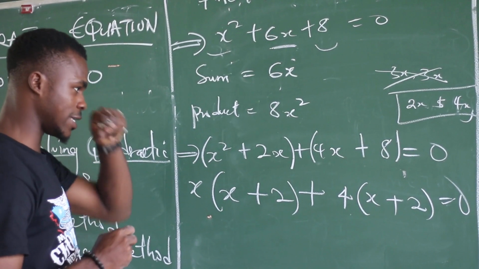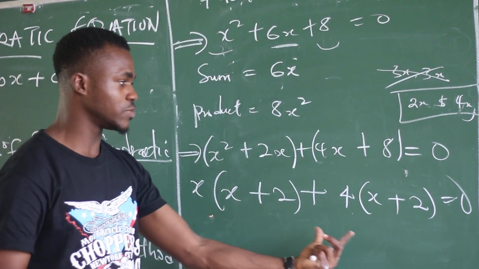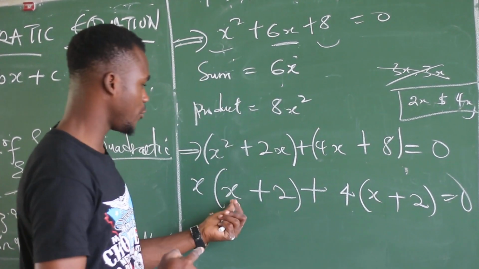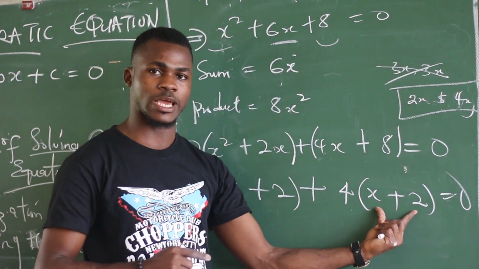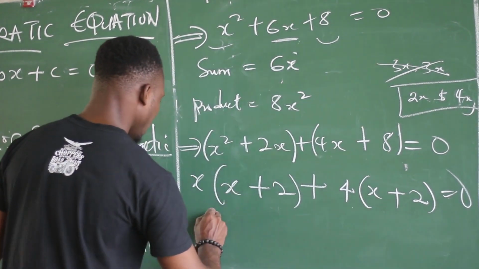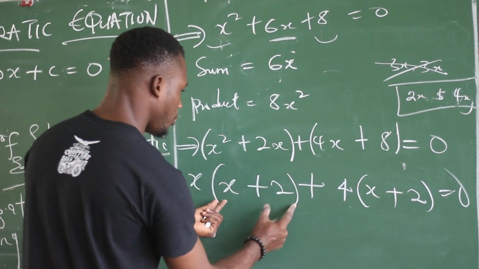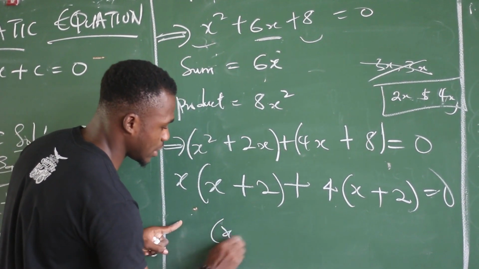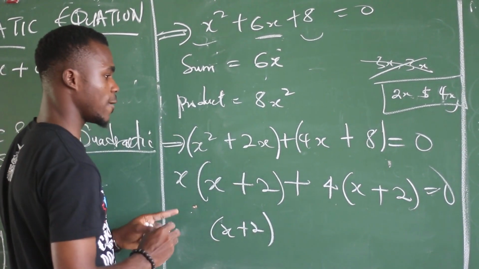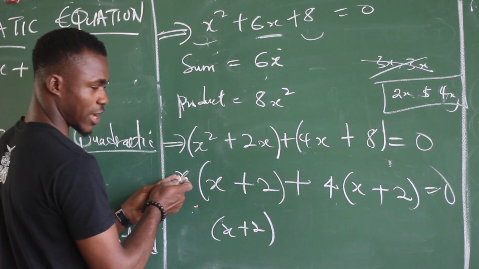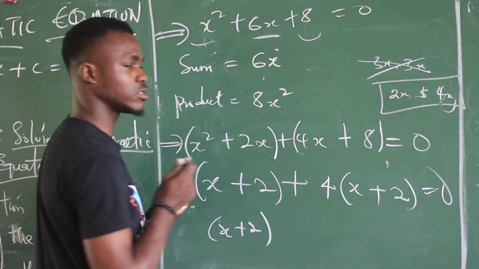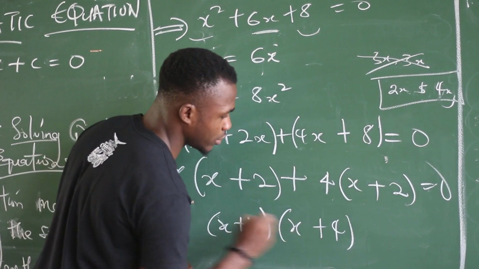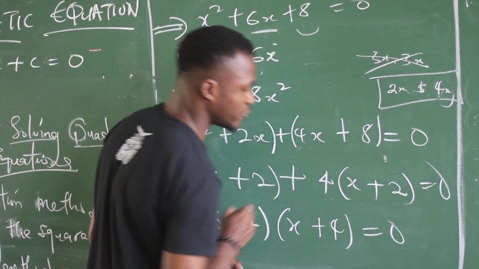Now the beauty of it is that what we have in this bracket must be exactly what we have in this other bracket. As you can see, we have x plus 2 and x plus 2 inside this bracket. So we are going to pick one of the brackets, which is x plus 2. Then we have this factor here, x, plus this factor here, 4. So x plus 4 is also another factor of that equation.